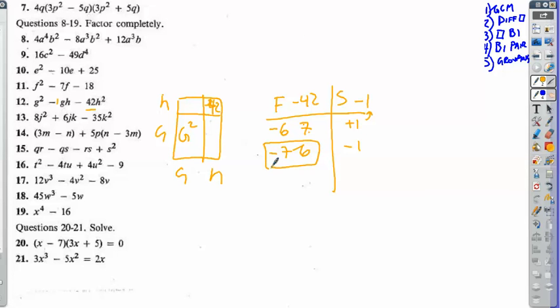So I'm not done. I have to put it into my binomial pair. So I know g times g is g squared. I know h times h is h squared. And now I just have to import my numbers. And there you have it.